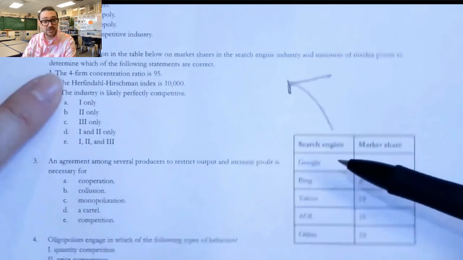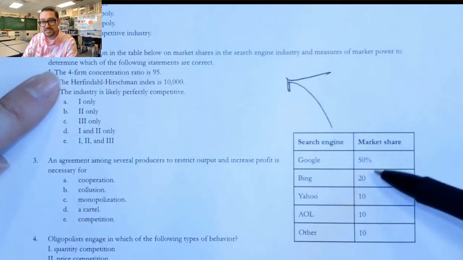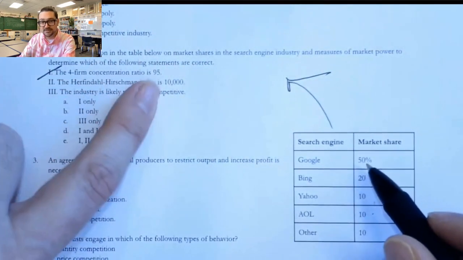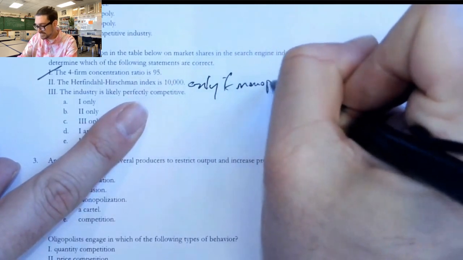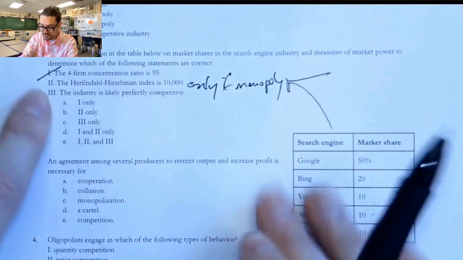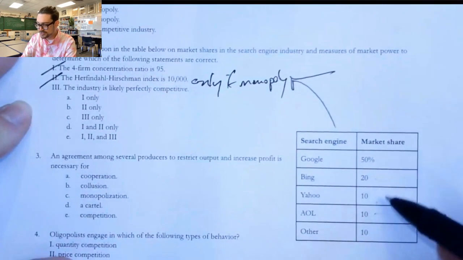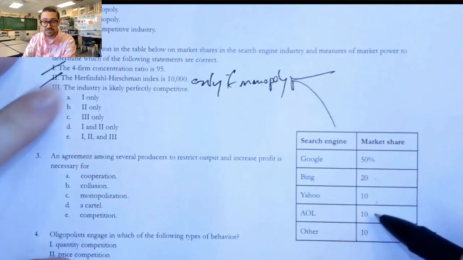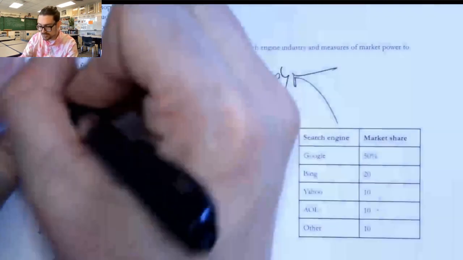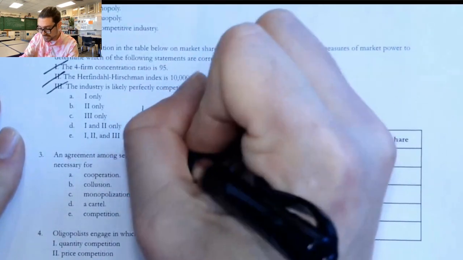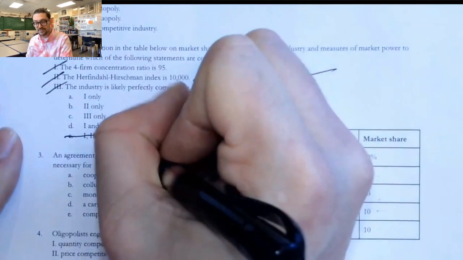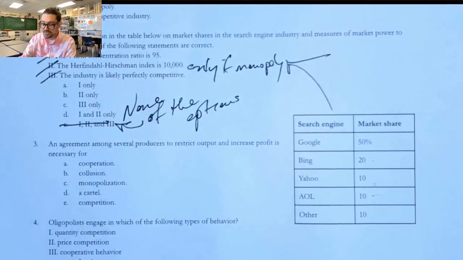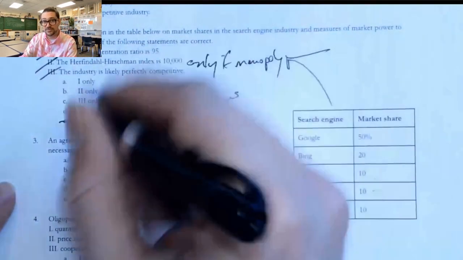The 4-firm concentration ratio is 95. 50 plus 20 plus 10 plus 10, that's not 95, so we're ruling that one out. The Herfindahl-Hirschman index is 10,000. Well, that's only if you're a monopoly. And there's no monopoly, so that one's not true. And we would also say, though, that the 4-firm concentration ratio is 90, so this industry is likely not perfectly competitive, so none of the options. And by the way, on the quiz, I'm going to replace this one and put it right there. I think none of the options is actually the correct answer for this one. So just so you know, I have changed this question on the quiz.